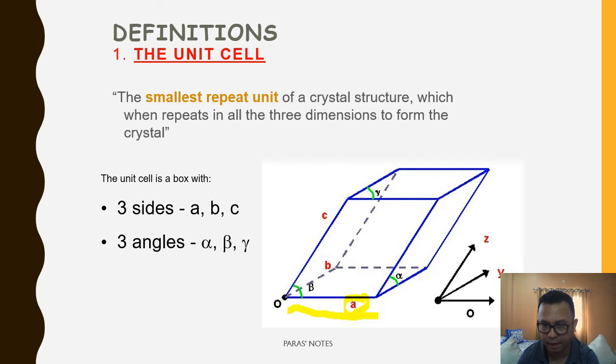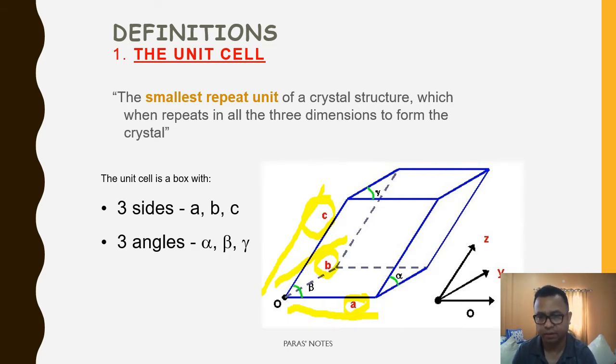Here it is a, that is the length. The second parameter, as you can see from here to there, is the breadth, which is represented here by b. This is the breadth of this unit cell. The third one is the height of this crystal, which is represented here by c. So the first parameters, the parameters of sides, are represented as a, b and c, or we can simply call them length, breadth and height.